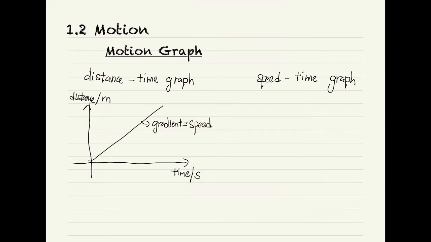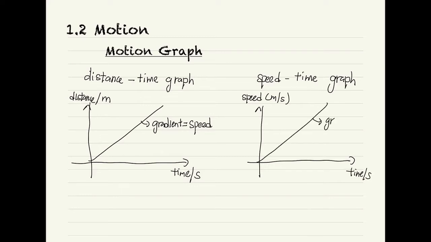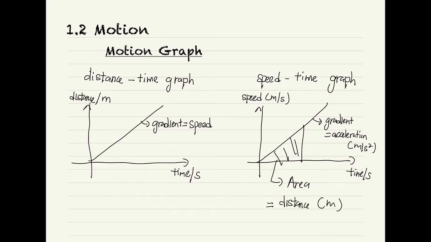For the speed time graph, if your speed is meter per second, time second, gradient will be equivalent to acceleration with unit meter per second square. Area will be equivalent to distance with unit meter.